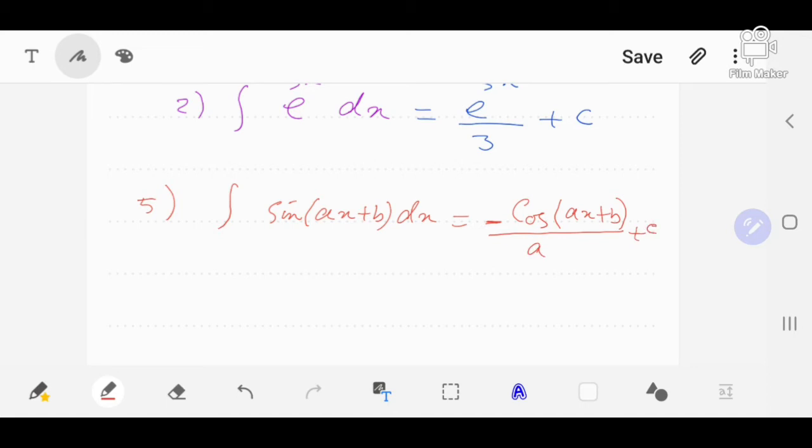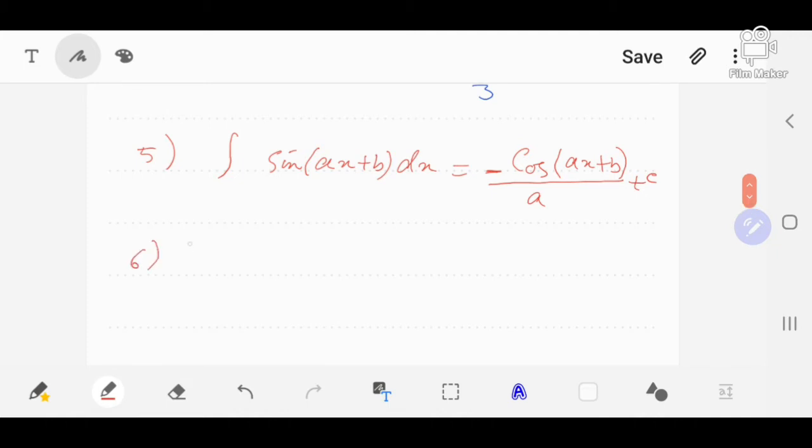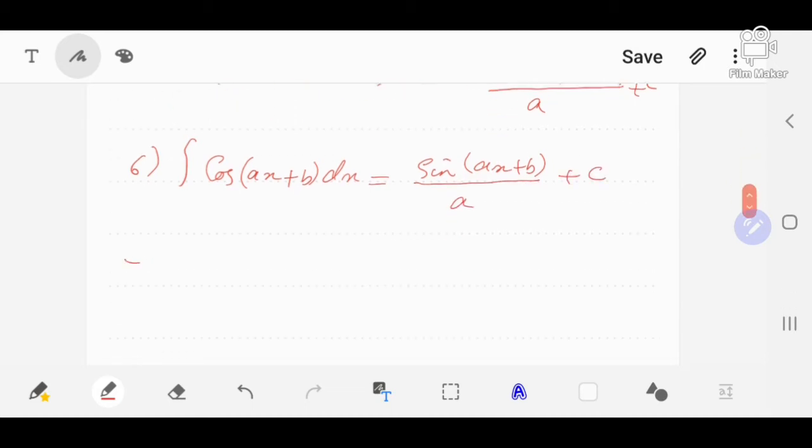So I'm sure that you know now what the next rule is. Cosine of the angle. Again, ask yourself, cosine is the derivative of what? It's the derivative of sine of the angle. So integration of cosine will give you sine. Check: if you differentiate sine, you will get cosine. And of course, we should divide by a plus c. What would the next rule be? Integration of secant squared of the angle. And secant squared is the derivative of tan of the angle. Divide by a plus c.